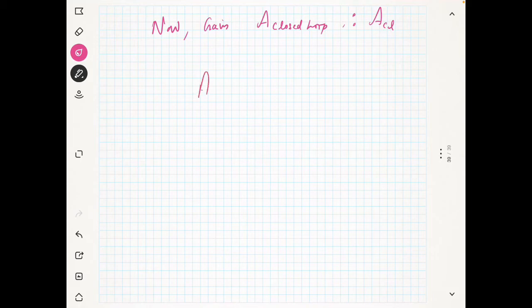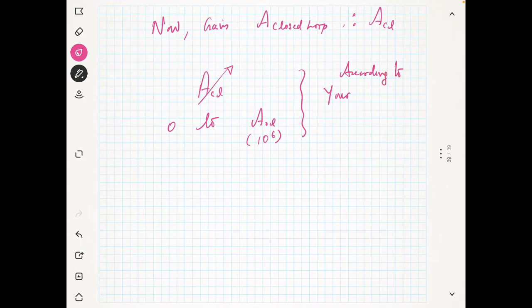So you can change this closed loop gain from 0 to the open loop gain. Usually the open loop gain, for example, is 10 power 6. In some amplifiers you have more gain also. So you can adjust the gain from 0 to AOL according to your application, according to your requirements. So this is the advantage.